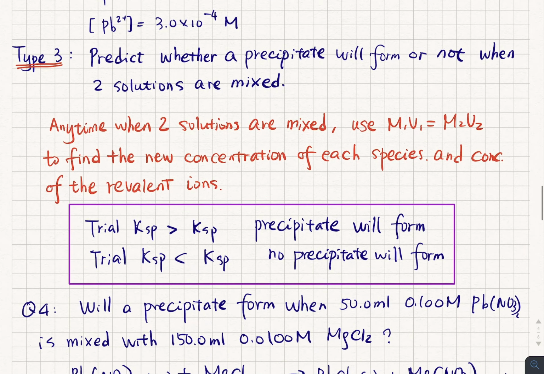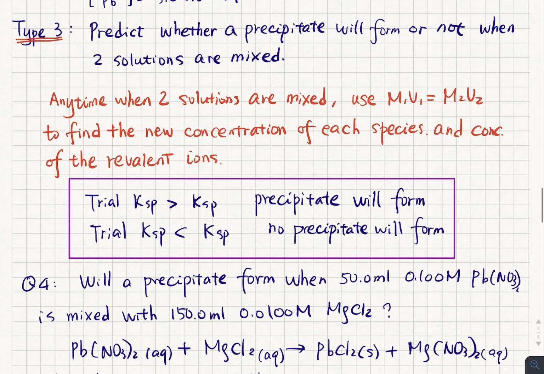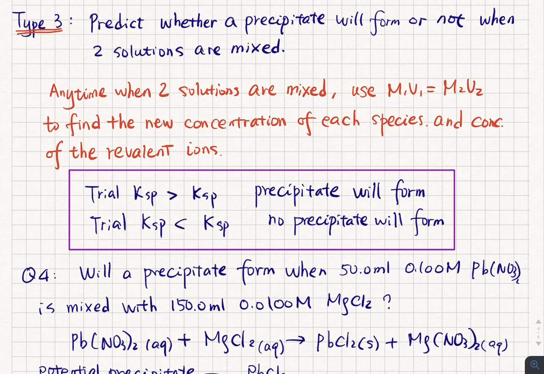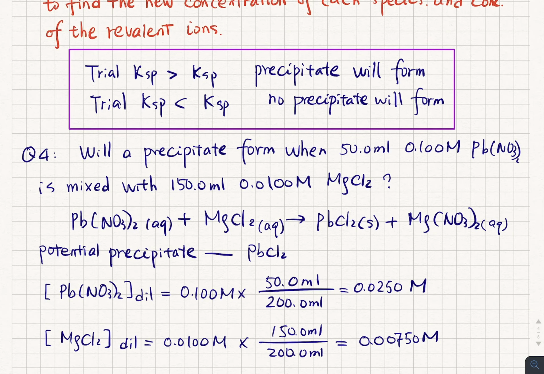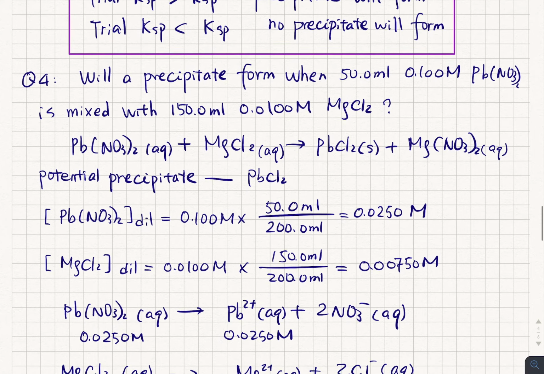The last type of question is to predict whether a precipitate will form or not when two solutions are mixed. One thing I always remind my students is anytime two solutions are mixed, always use M1V1 equals M2V2 to find out the new concentration of each species. Once you find out the concentration of each species, you can figure out the concentration of the relevant ions. So if the trial Ksp is greater than Ksp, then the precipitate will form. If the trial Ksp is less than Ksp, then no precipitate will form.